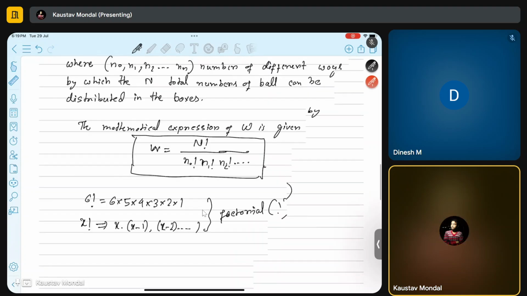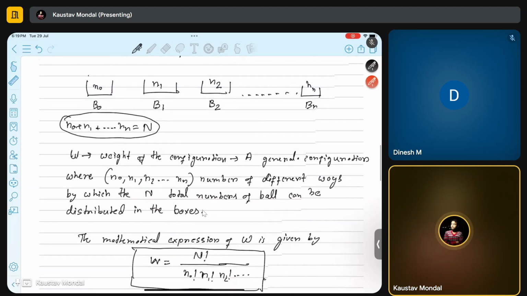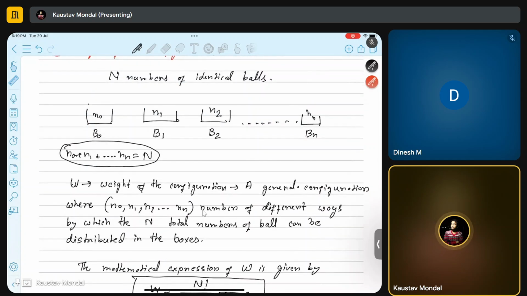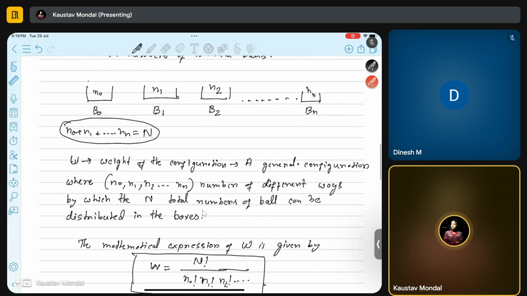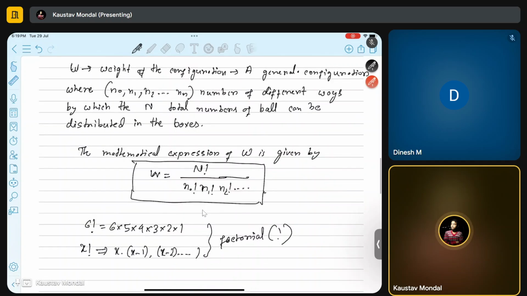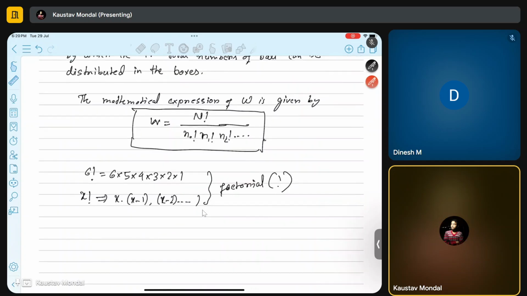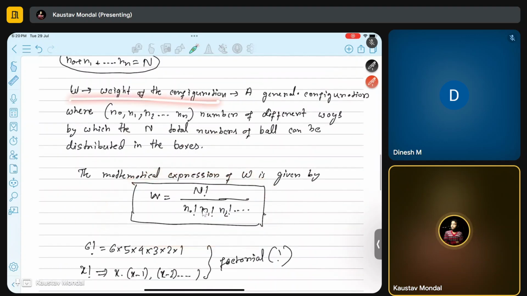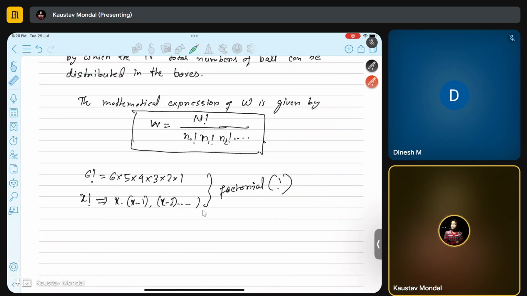The main thing I want to say is that if you want to distribute identical particles in different boxes or configurations, the number of ways you can do that is given by this formula. This is called the weight of the configuration. Okay, let me do a simple example.